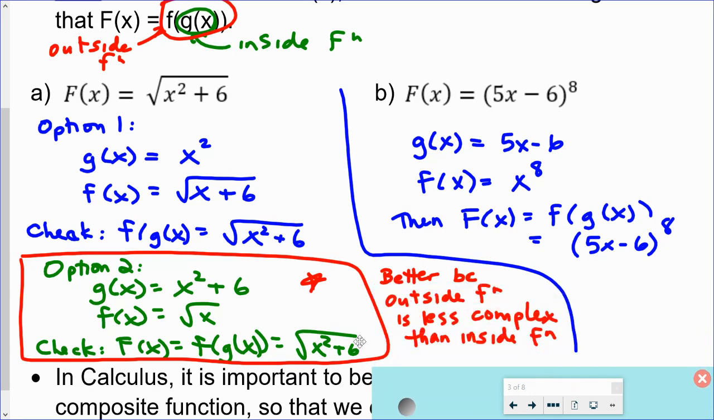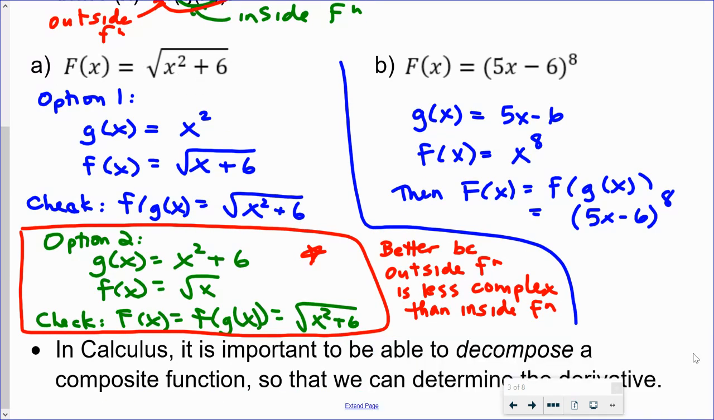Okay, and it's best when you make the inside function a little bit simpler and the outside function more complex. So like a square root or an exponent is more complex than just a linear function or a squared function. I should say quadratic function. In calculus, it's important that we're able to decompose a composite function so we can determine the derivative.